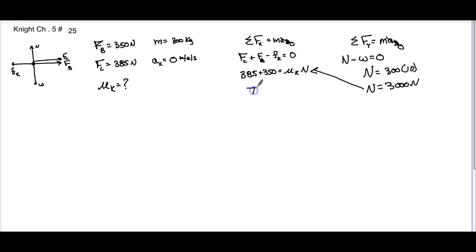So I get 735 is equal to 3,000 times mu sub k. We find that the coefficient of kinetic friction for this bank safe is 0.25. That's it.